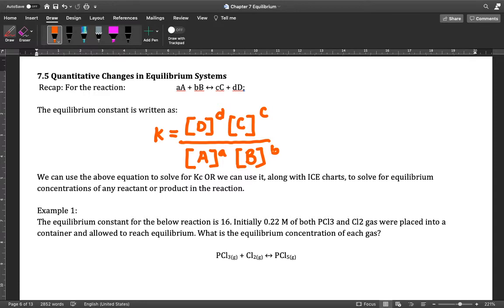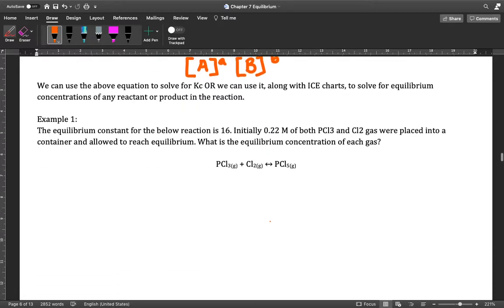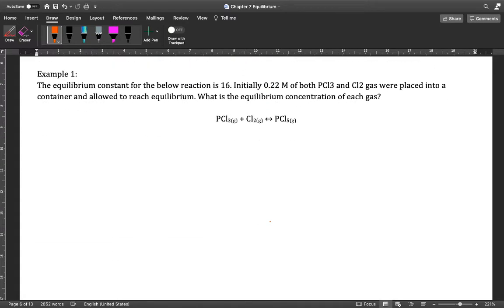We looked at this and we looked at ice charts in 7.2. Let's take a look at this first example and see how this is going to be different from what we did in the previous lesson. In this particular question, they're telling us that the equilibrium constant for this reaction is 16. Remember that our equilibrium constant does not have a unit, so that makes sense. It's just the value 16.